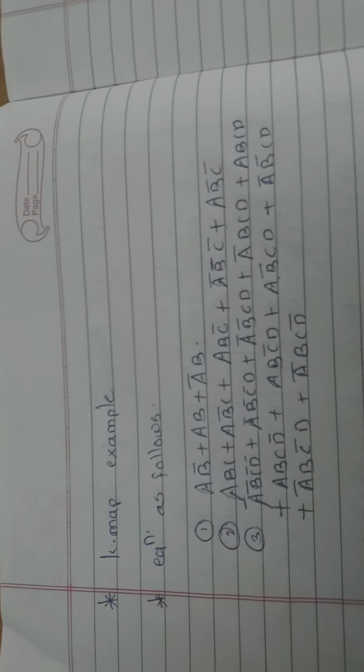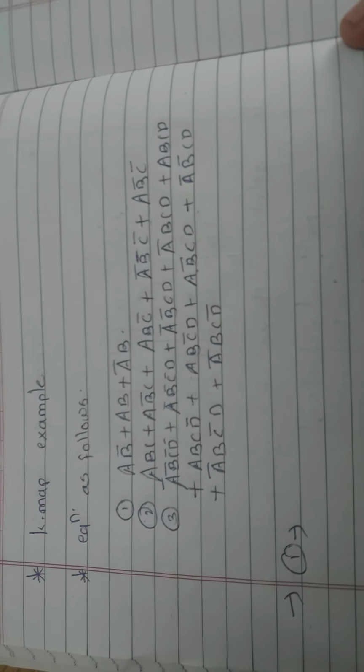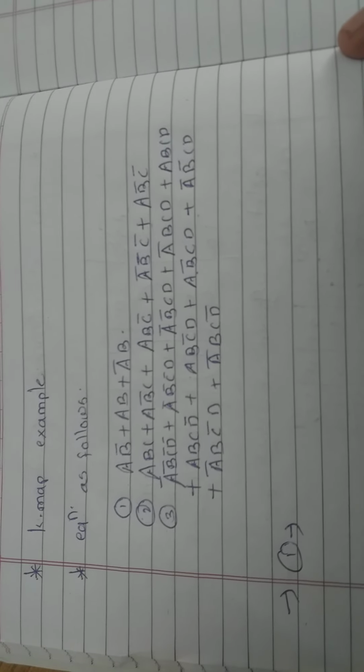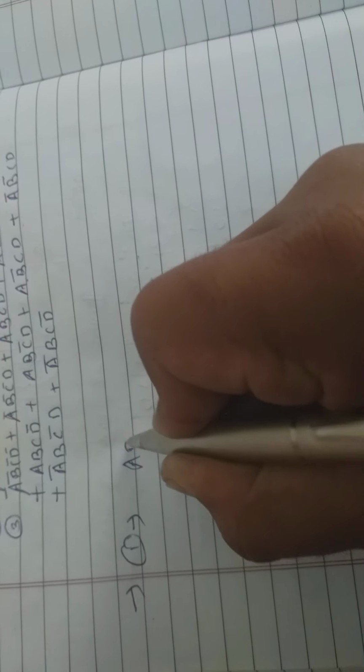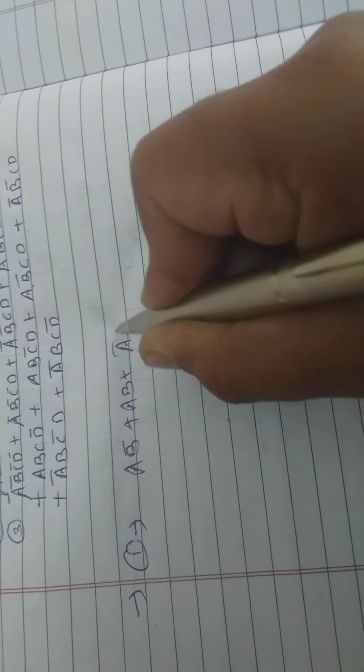In the last topic, we discussed the K-map and the types of K-map. Now we solve equations by using the K-map. The following three equations are given. So let's solve the equations. The first equation is A bar B plus A B bar.